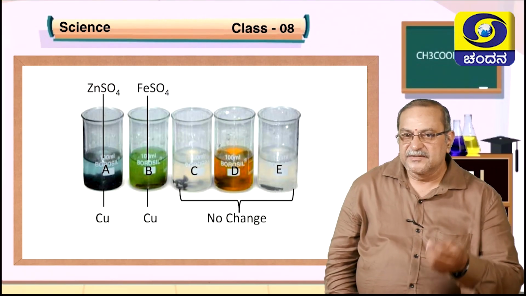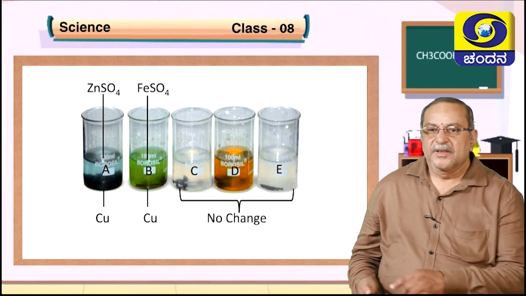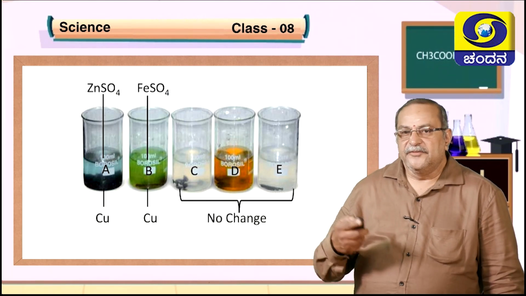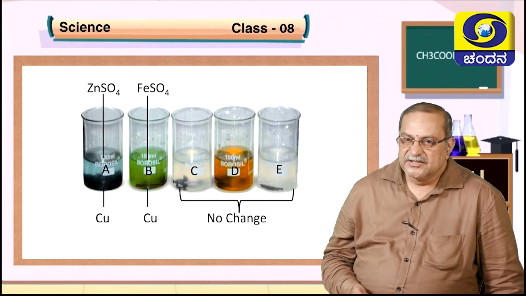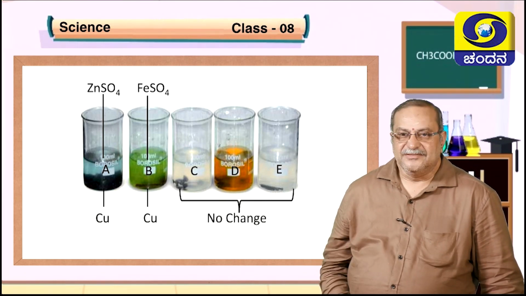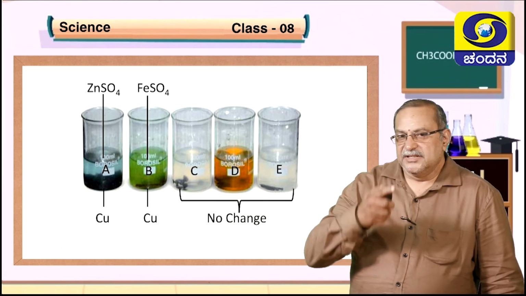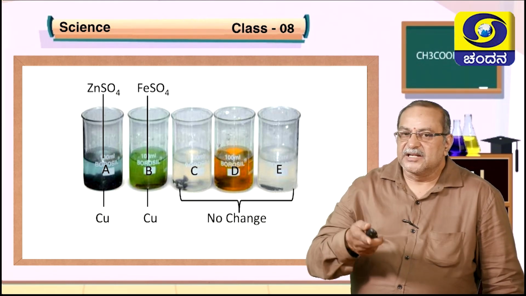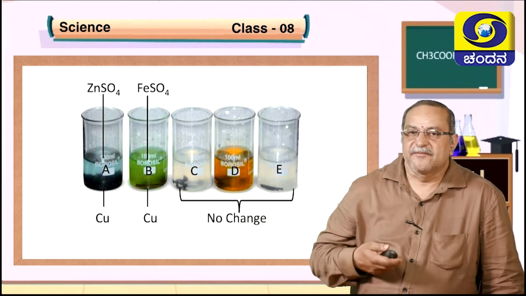So that is, ferrous sulfate is formed. Now next, in another one we have taken zinc sulfate and ferrous sulfate and added copper. So what changes do you see? There is no change at all. Clear, no change? Here, the copper is less reactive than the zinc. That's why zinc replaces or displaces copper to form zinc sulfate here.